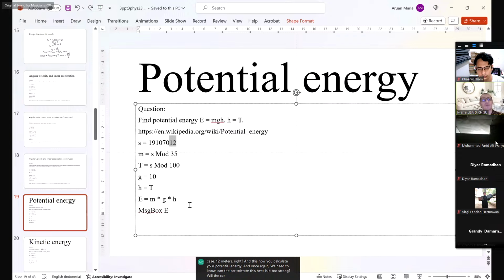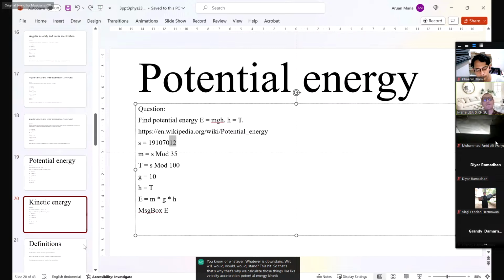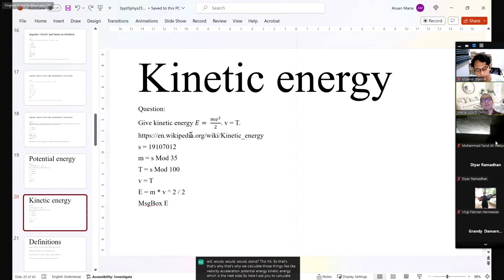Will the car be damaged if I drop a book from my window, or whatever is downstairs? Will it withstand this hit? So that's why we calculate those things like velocity, acceleration, potential energy, kinetic energy, which is the next slide. Here I ask you to calculate kinetic energy, and kinetic energy is the energy of motion. In this case, it's m times v squared over 2.